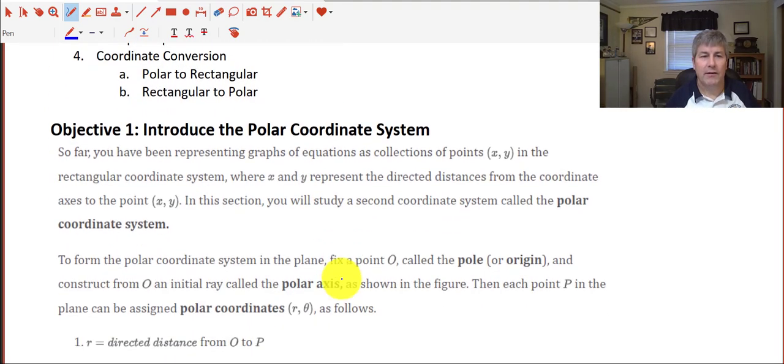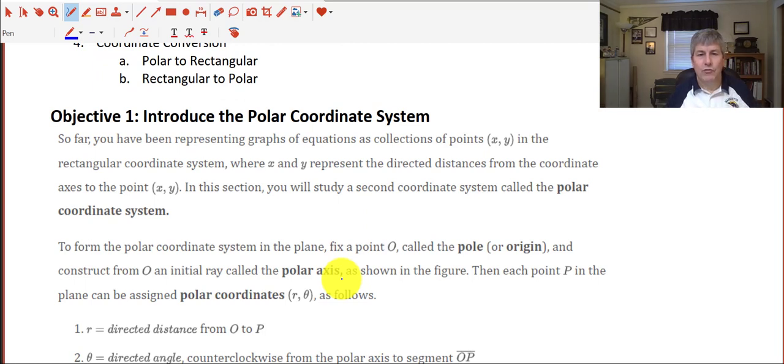So our first objective here is to introduce this polar coordinate system. So far we have represented graphs of equations as collections of points x and y on the rectangular coordinate system, or the Cartesian plane, where x and y represent a directed distance from the coordinate axes, our x and y axes. Well, here we're going to study the polar coordinate system.